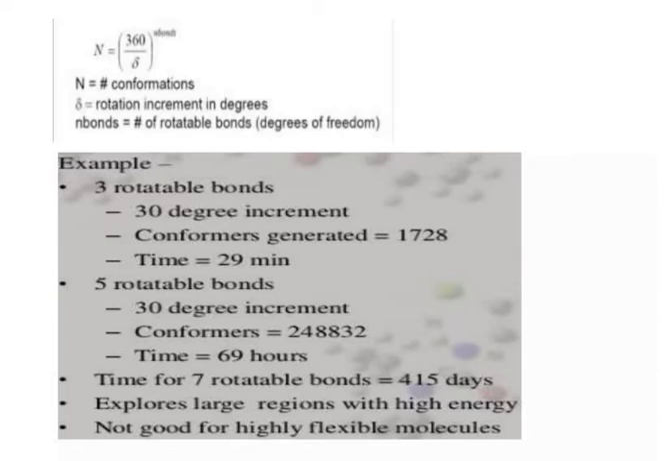With 3 rotatable bonds at a 30-degree increment, the conformers generated take about 29 minutes. With 5 rotatable bonds at a 30-degree increment, the time is 69 hours. For 7 rotatable bonds, the time is 415 days. It explores large regions with high energy, so it is not good for highly flexible molecules.